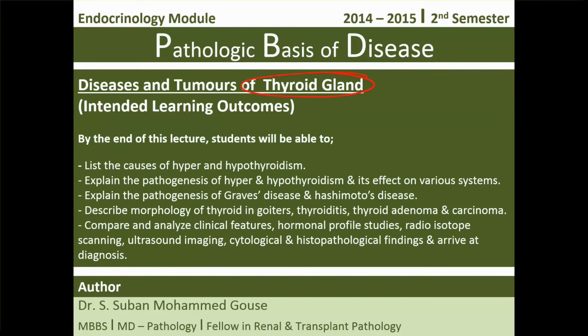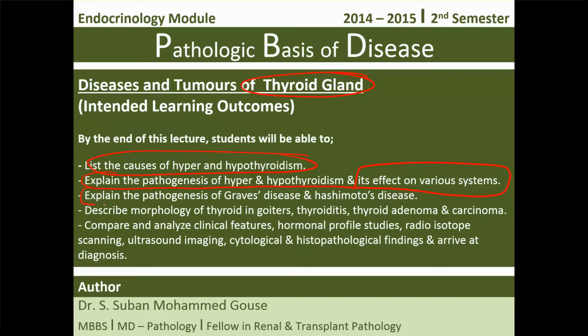Okay, so as usual, we expect certain things from you after this lecture. That is called our intended learning outcome. I hope, inshallah, you can list the causes of hyper and hypothyroidism after this lecture, and explain the pathogenesis of hyper and hypothyroidism and its effect on various systems.